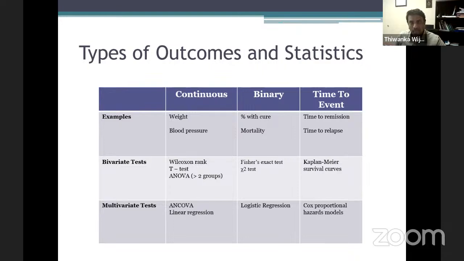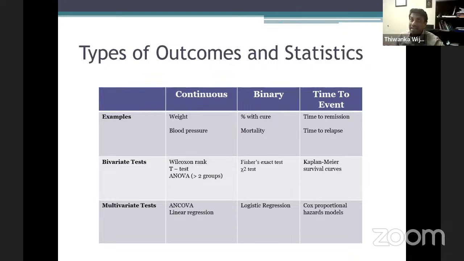Okay, I'm going to walk you through this. First, look at the columns that I use. There is a continuous category, a binary category, and a time to event category. Continuous is very simple. If our outcome is weight or blood pressure, those are continuous measurements. If the outcome is cure or mortality, those are binary measurements. It's yes or no.